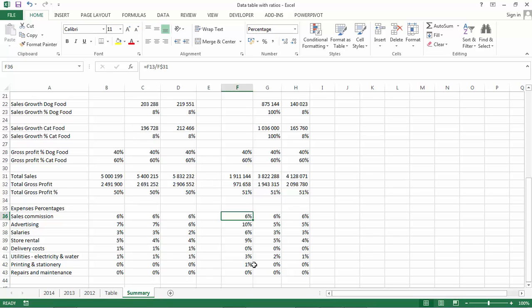So what we're going to do when we build our model is we'll put in sales growth variables, gross profit, sales commission, and delivery cost percentages. And then for all the other costs like store rental and salaries, we're going to treat them as a fixed cost. We'll have a fixed cost in year one, which will inflate by an inflation percentage. And so now we have the basic information we need to build our financial model.